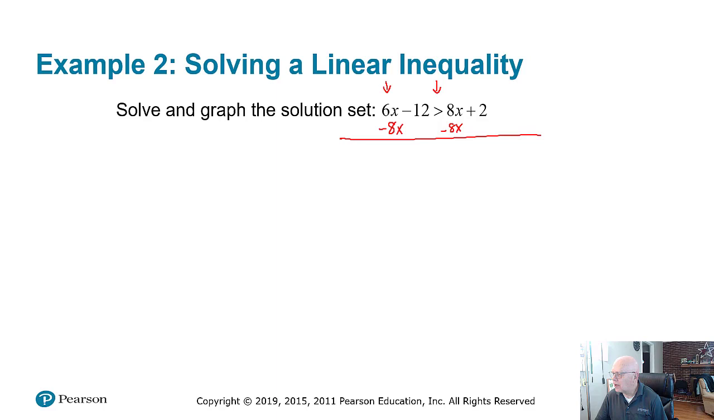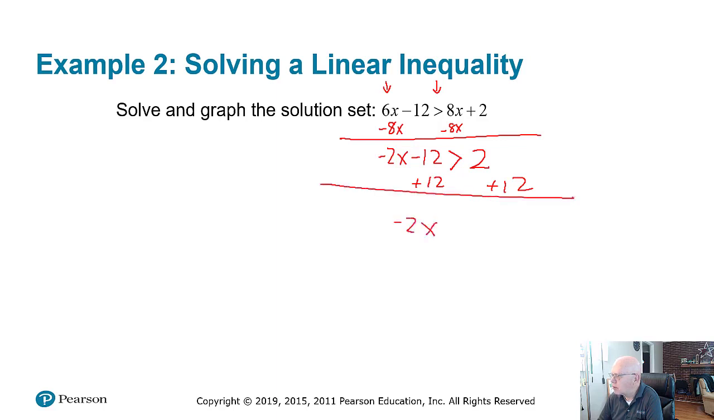What do I get? I get minus 2x. The minus 12 is still there. I haven't multiplied or divided, so I don't have to concern myself with reversing the inequality. The 8x's give me 0, and I'm left with a 2 on the right-hand side. Next, I've got a negative 12 with the x term, so I need to add 12 to both sides. What do I get now? I've got the negative 2x. Remember, I just added. I didn't multiply or divide. So I still have the greater than. And when I add those two numbers, I get a 14.